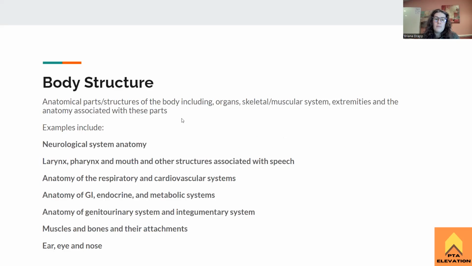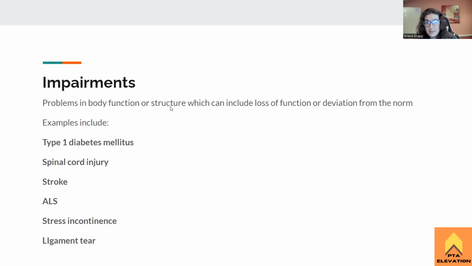All of that falls under body functions. Body structure is, in the long wordy definition, the anatomical parts or structures of the body, including organs, skeletal and muscular systems, extremities, and anatomy associated with these parts. It's just your anatomy. Body structure, just think anatomy. Examples are neuroanatomy, GI, respiratory, endocrine, metabolic, cardiovascular, genitourinary, integumentary, musculoskeletal, musculotendinous units, ears, eyes, nose, swallowing muscles of the larynx, pharynx, mouth, and associated structures with speech as well. If you think anatomy, it's anatomy.